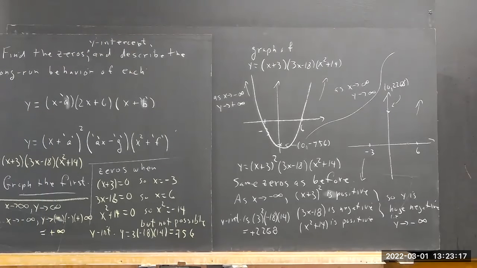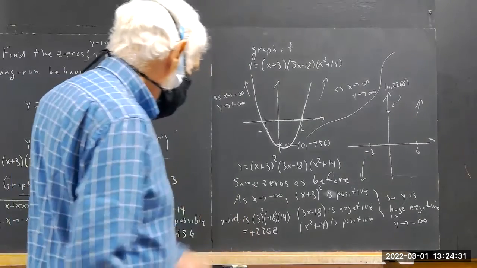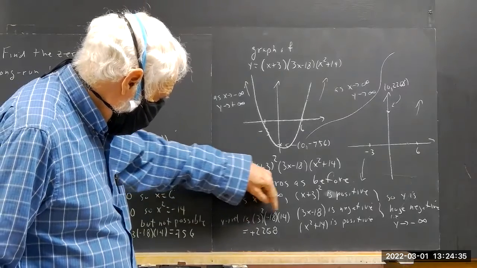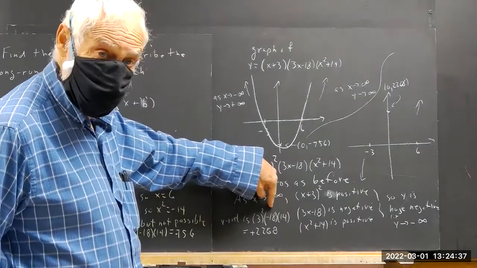I've got to turn this camera off and figure out what's wrong. It should be turning around at -3. But I can't do that if I've done everything else right. Okay, I was careless when I said this is plus 2268. It's clearly not positive. We have a positive here, and a negative here, right?